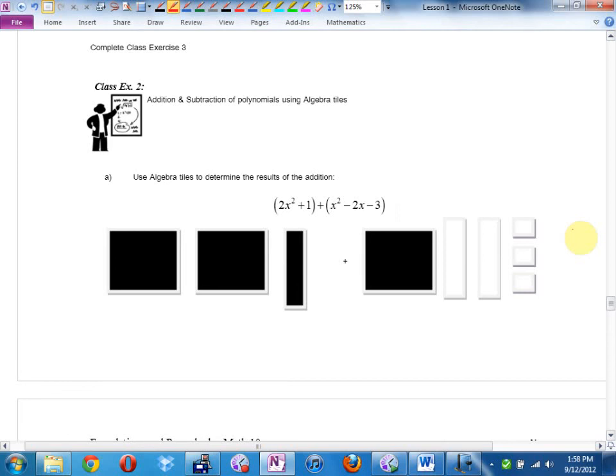Now, example 2 says, use algebra tiles to determine the results of the addition. I've got to be honest, I find this easier to do, but then I've been doing this since grade 8, so 30 years. Some of you may find this picture more intuitive. I don't care which method you use. What I would like you to do, please, is either add that or add that. Simplify. Do it on your own.